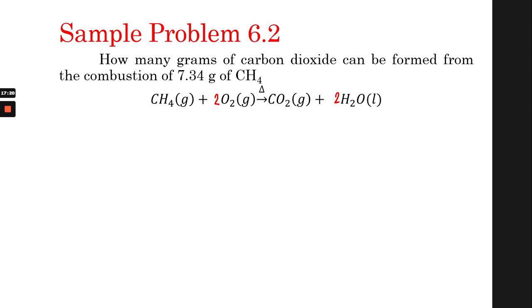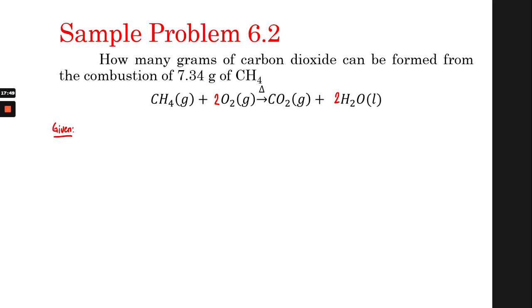Now let's check whether our chemical equation is balanced. So we have 1 carbon, which is 1 carbon on each side. We have 4 hydrogen in our reactant, and we also have 4 hydrogen in our product. We have 4 oxygen in our reactant, and we also have 4 oxygen in our product, which means our chemical reaction is balanced. So after identifying that, let's now look at the given.